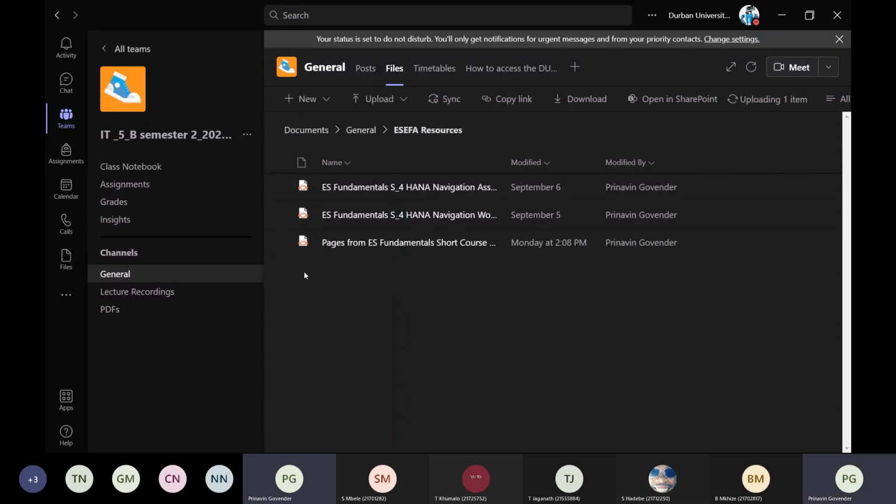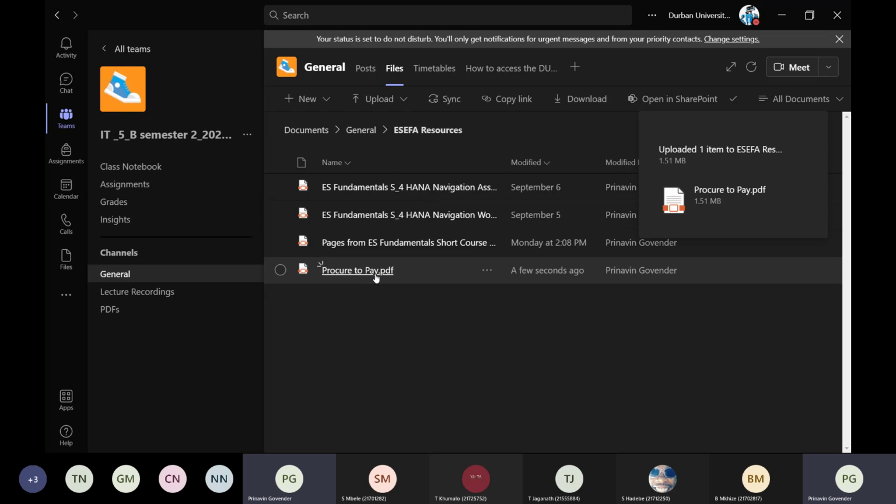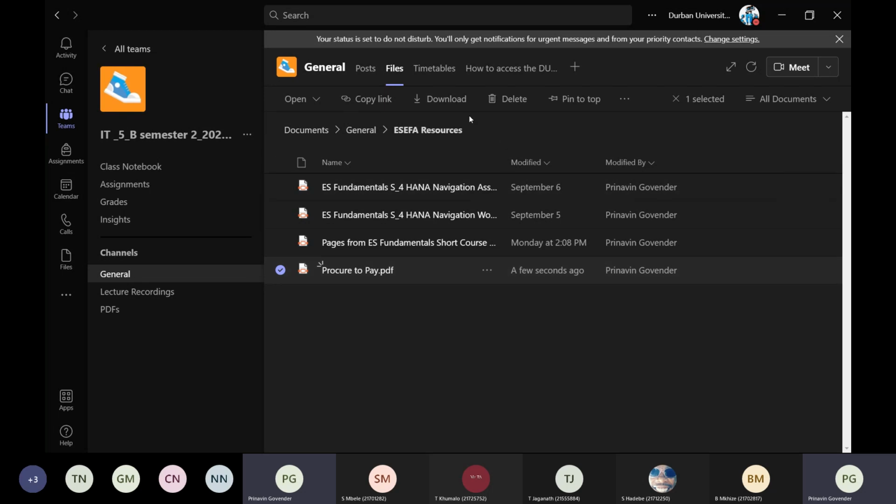And it should be uploading. Yay, there we go. There's procure to pay. So I'd like you to go and access procure to pay. Double click, it should open and you can download. If you need to download it, click on the button up there and you click on download, right? It'll download it to your computer.